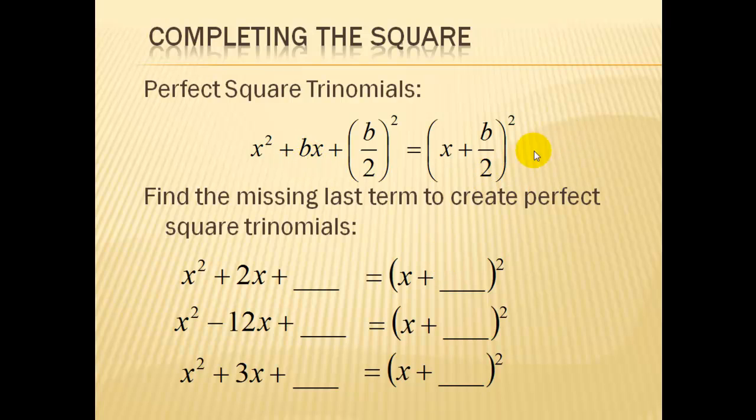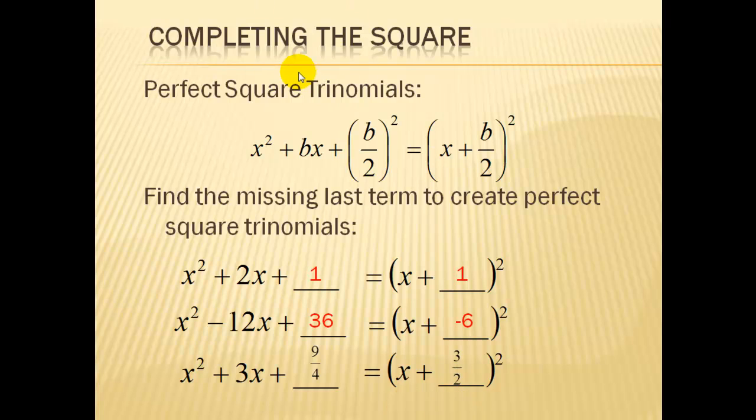So if we look at these examples down here, half of this plus 2 squared would be 1. And half of this coefficient is 1. So when we square it, that would turn into x plus 1 squared. Half of this is negative 6. If we square that, we get 36. And when we factor it, we would have x minus 6 squared. And here we're going to get a fraction. Half of that is 3 halves. So if you square 3 halves, we get 9 fourths. And if we factored it, we would have x plus 3 halves squared.